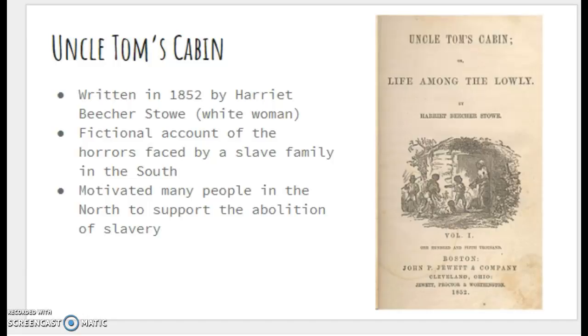And lastly, we're going to look at Uncle Tom's Cabin. This was written in 1852 by Harriet Beecher Stowe. She was actually a small little white woman, and this was a fictional account of the horrors faced by a slave family in the South. It motivated many people in the North to actually support the abolition of slavery, and Abraham Lincoln, who would eventually meet Harriet Beecher Stowe, referred to her as the woman that started the Civil War. So this inspired a lot of people to join the cause at the time.